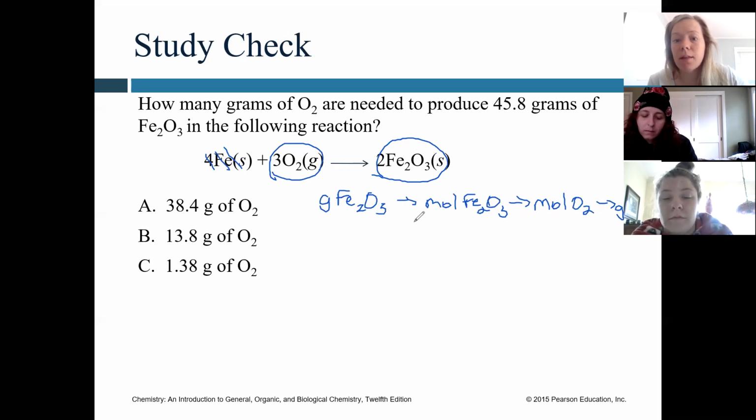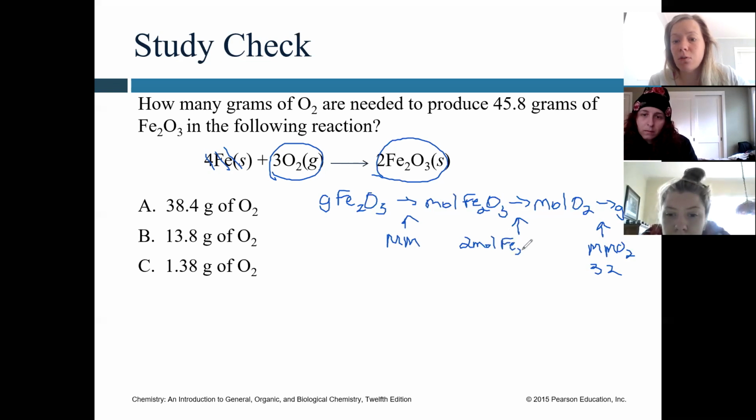All right. Filling in the steps here, we need the molar mass of this thing. Here we need the molar mass of oxygen, which is O2, so it's not 16, it's actually 32. And then in the center, the relationship between these two is, well, 2 moles of Fe2O3 yields, or needs, 3 moles of the oxygen, O2. Okay, so that's our setup.